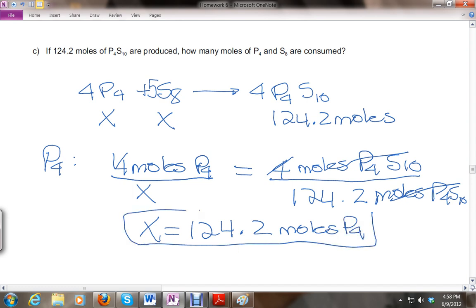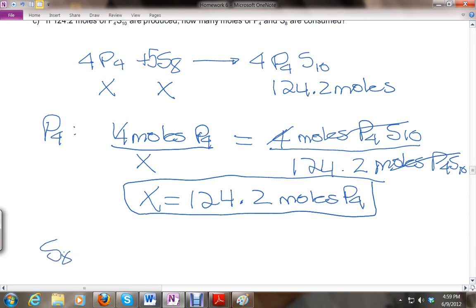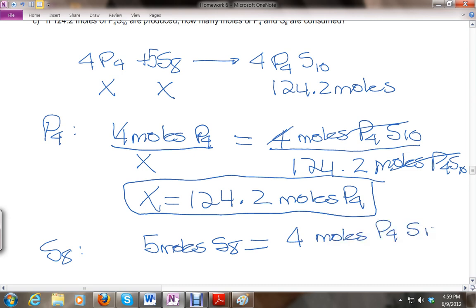Now let's go ahead and do the S8. The S8 would be the same, but you do the cross multiplication again. 5 moles of S8 are gonna give me 4 moles of P4S10. How many moles of S8 will produce 124.2 moles?